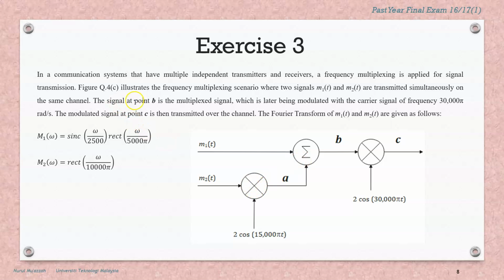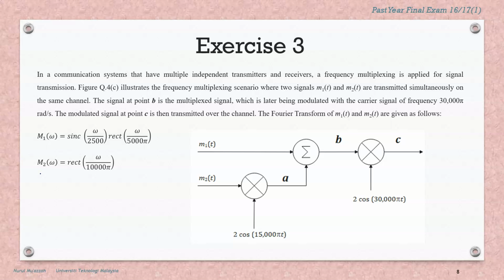And the signal at point B here is the multiplexed signal, which is the summation of the M1 signal and also the M2 signal, which has been modulated with 5100 pi. Then the signal at point B, the multiplexed signal, is later modulated with a carrier signal at frequency 30,000 pi per second. The modulated signal at point C here is then transmitted over the channel, and the Fourier transforms of M1t and M2t are given as follows. So M1 omega here and M2 omega here are the Fourier transforms of M1t and M2t.